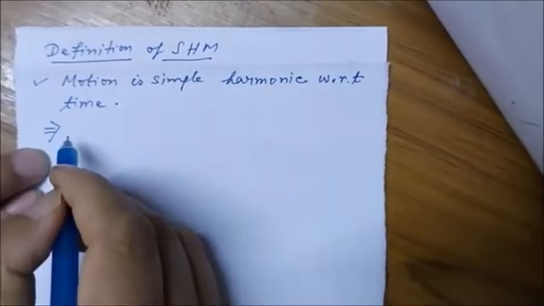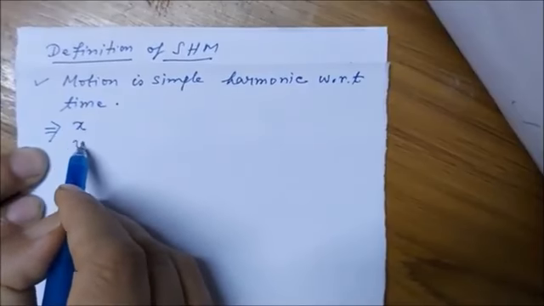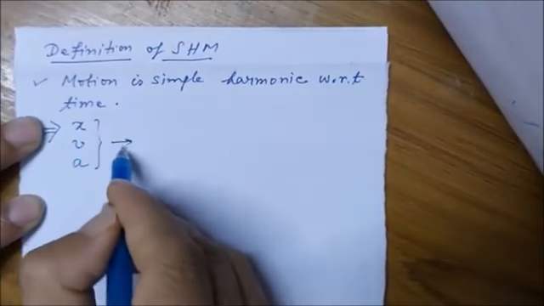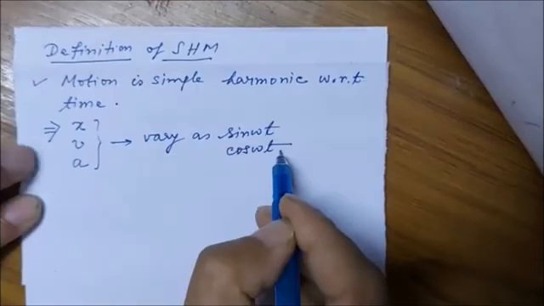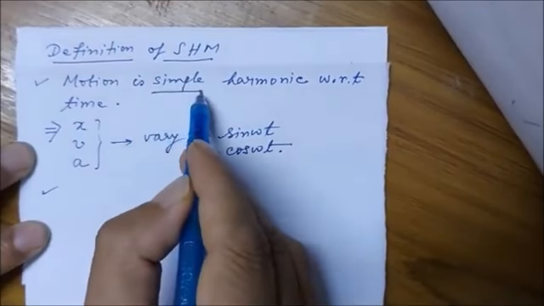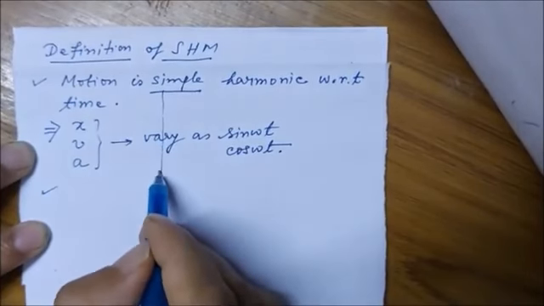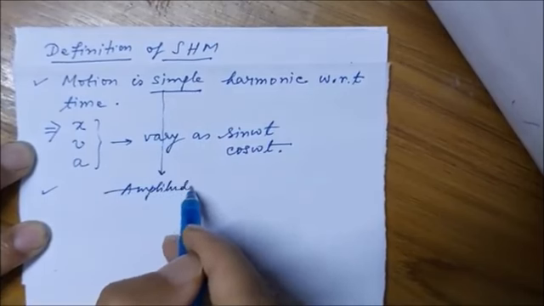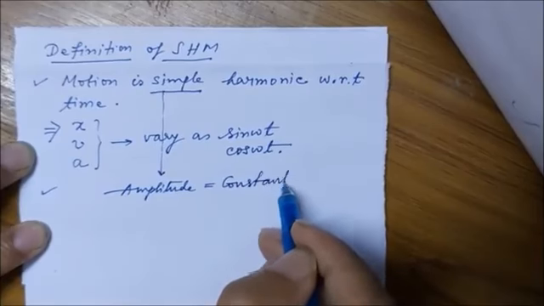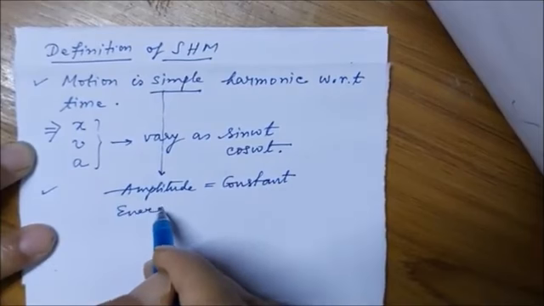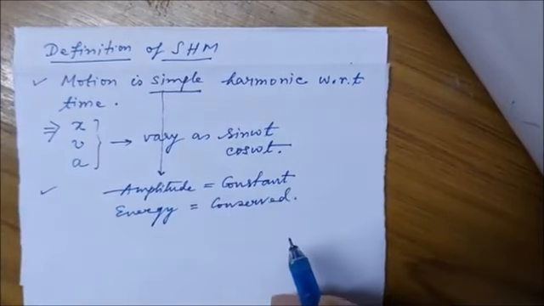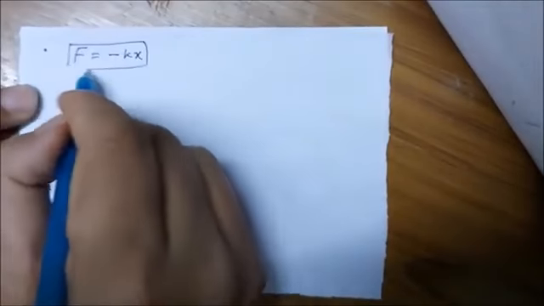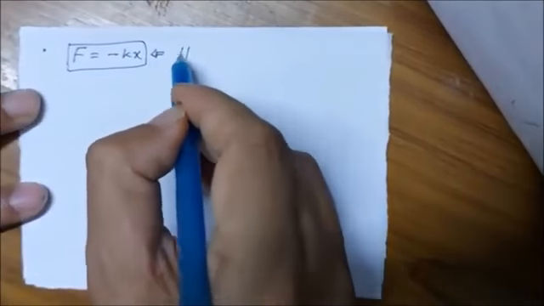And what does this mean? This means the displacement, the velocity, the acceleration all vary as sin omega t or cosine omega t. Also, the motion is simple since the amplitude does not decay. The amplitude is constant with time because energy is conserved. Energy is constant, and these things will be discussed in a separate video. Let us note that F equal to minus kx is a very important law which is also called Hooke's law.